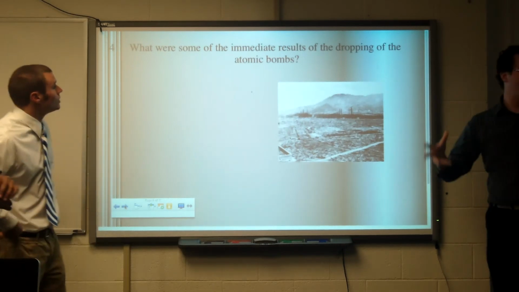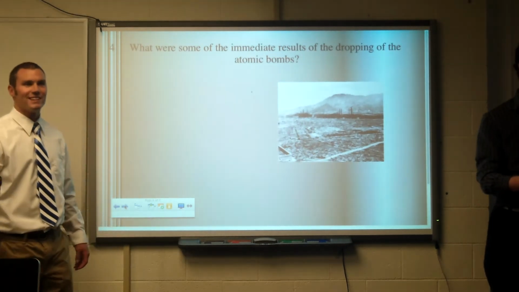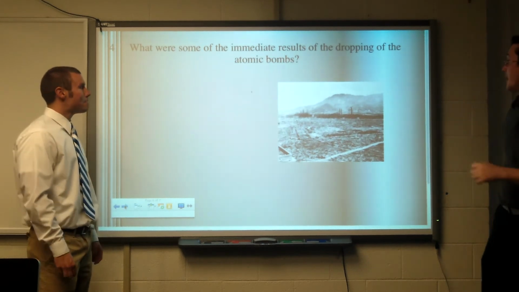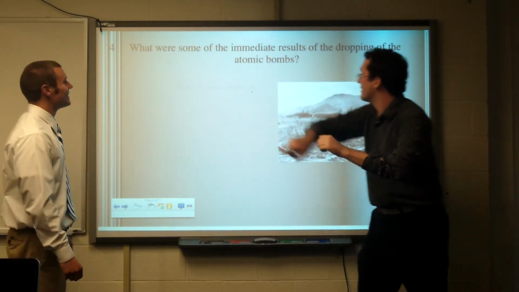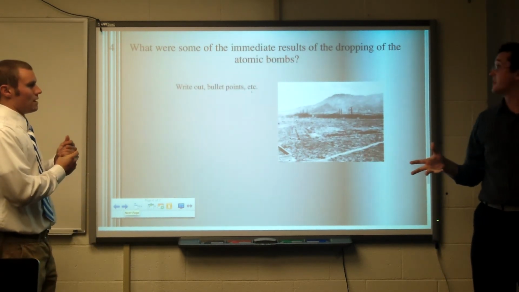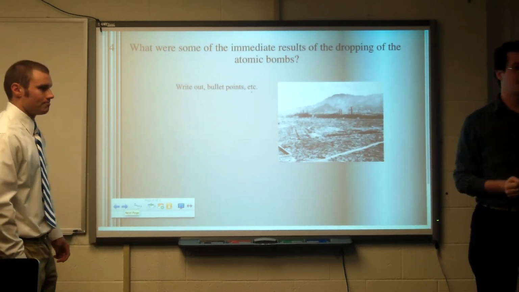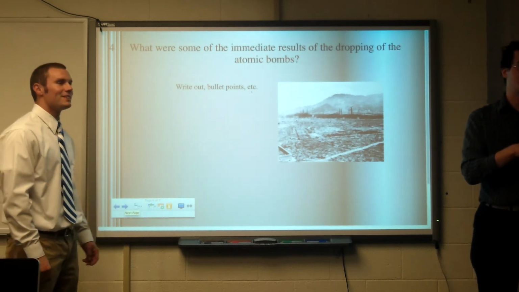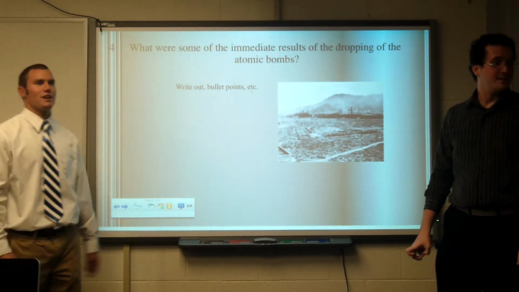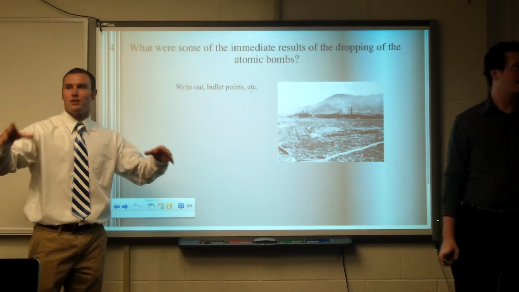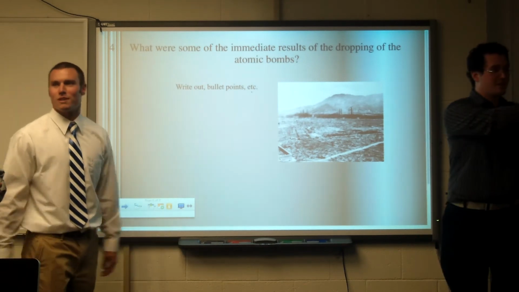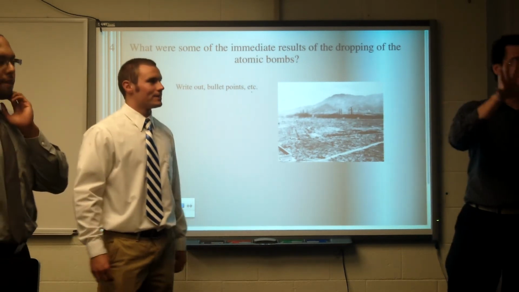Now I'm going to ask you all to take out a slip of paper, tear a little bit out of your notebook, and either write out or use bullet points: what do you think were some of the immediate results of the dropping of the atomic bomb on the cities, as we have now learned, Hiroshima and Nagasaki? You can discuss this with your neighbor. You don't have to do it on your own, just in a small group, a little cluster group of two or three.